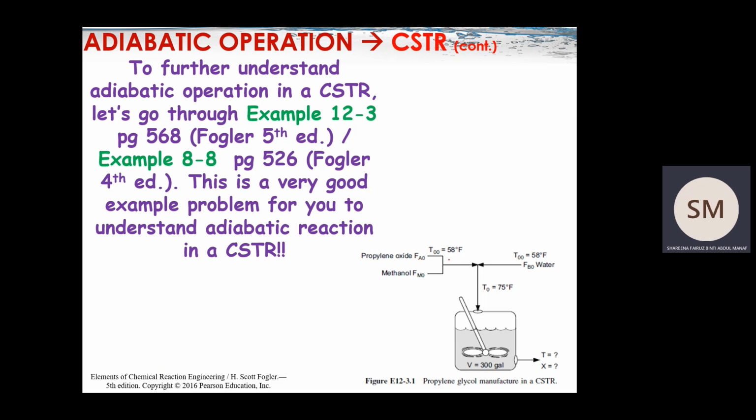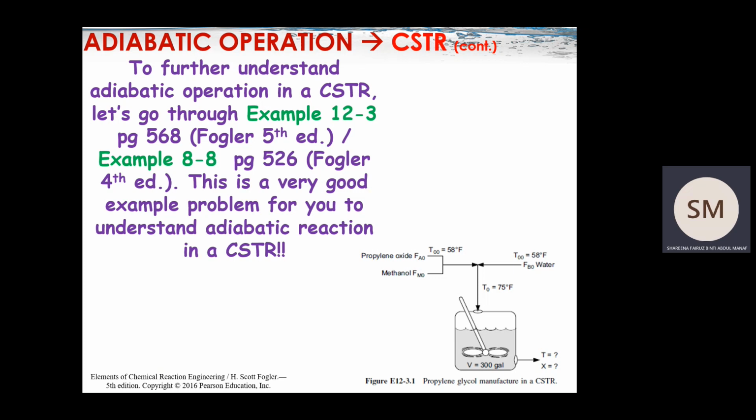Okay, it provides with the formation of FA0 propylene oxide plus with the methanol. Okay, so there are two streams here. Okay, there is a premixer stream and then it becoming one, and then contact with the water, alright, before being introduced into the CSTR. Okay, so you have to measure what is T and X.